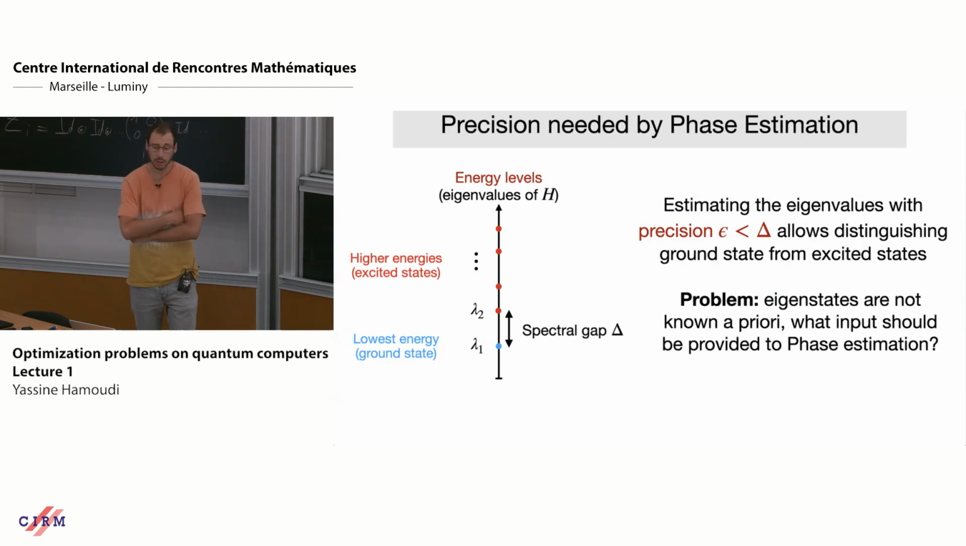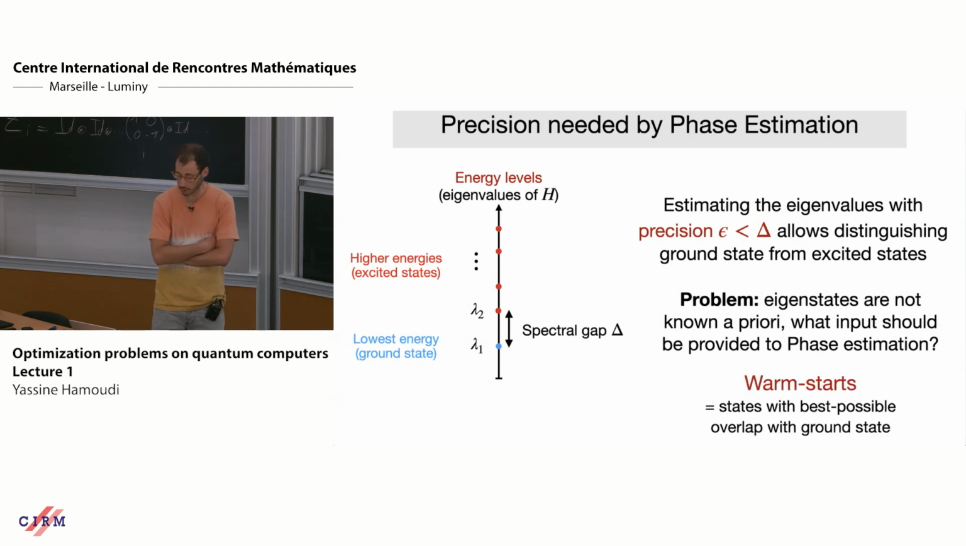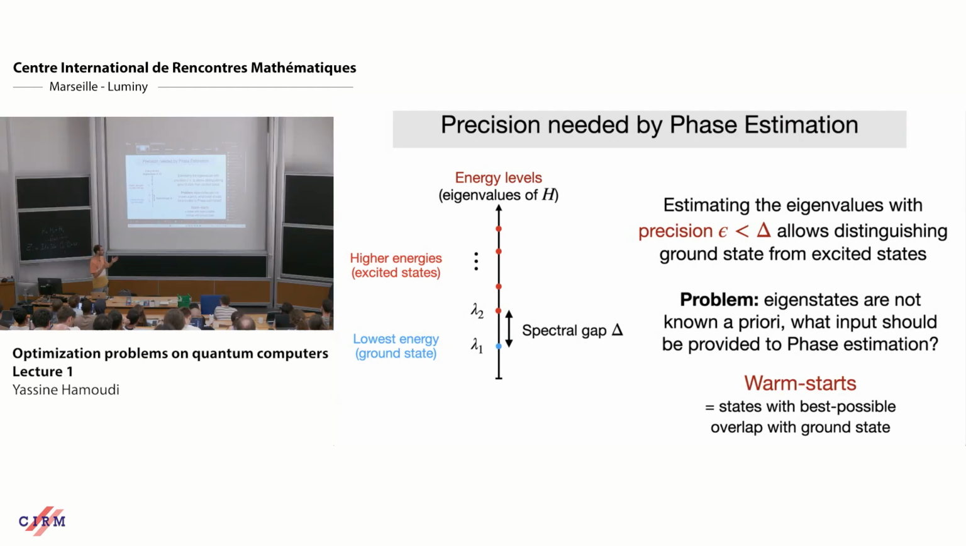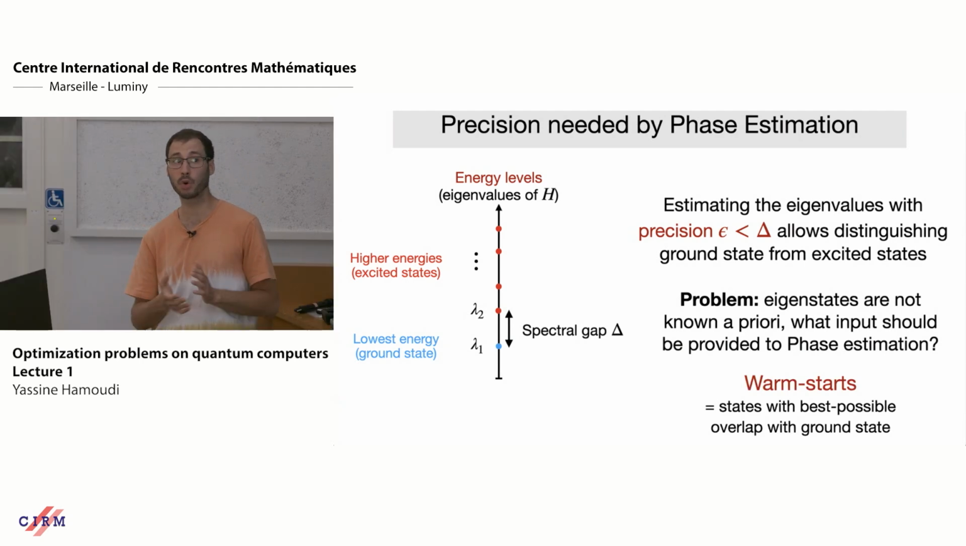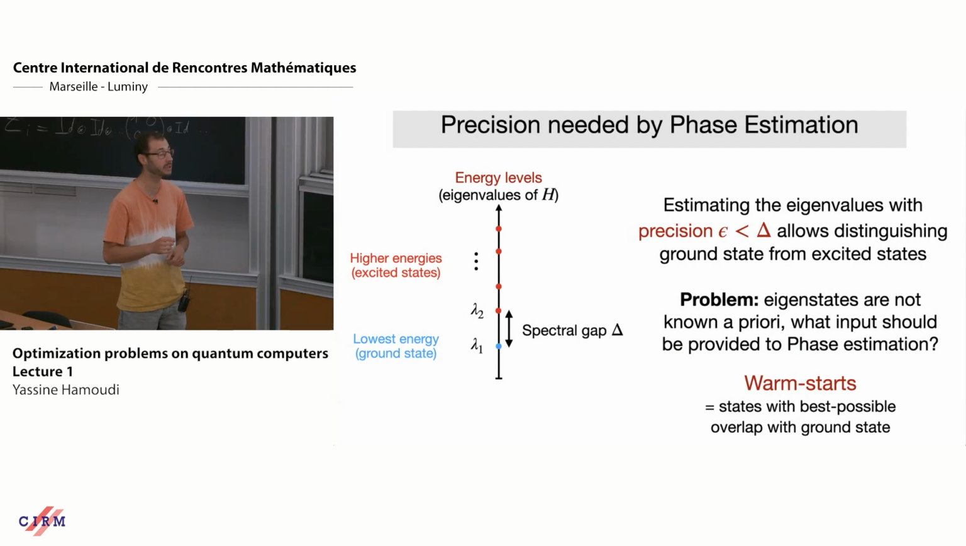Now there is an issue that we also have to address, which is how to come up with the input of quantum phase estimation. It computes the eigenvalues, but you have to put the eigenvectors as input. So how do we come up with candidate eigenvectors? This is a big issue, and what we can do is use something sometimes called a warm start, which is a state that has the best possible overlap with the ground state. This corresponds to the question from a minute before.